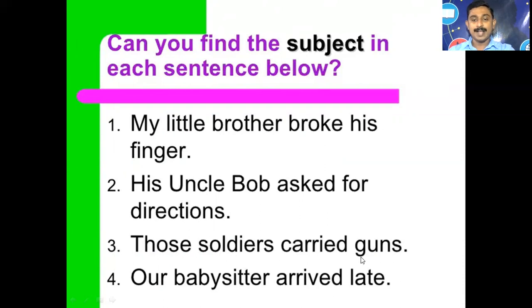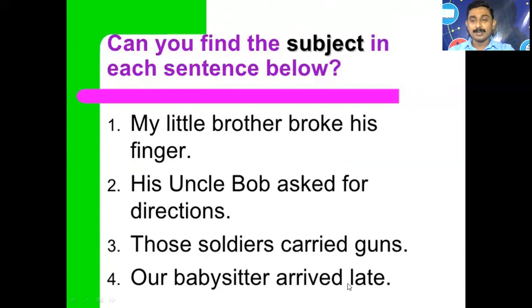Those soldiers carried guns. What is the verb here? Carried is the verb. Who carried the guns? Those soldiers. So subject is those soldiers. What did they carry? Guns. So carried guns. What did they do? They carried guns. Carried guns is the predicate.